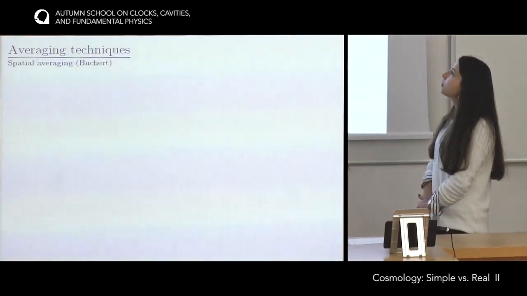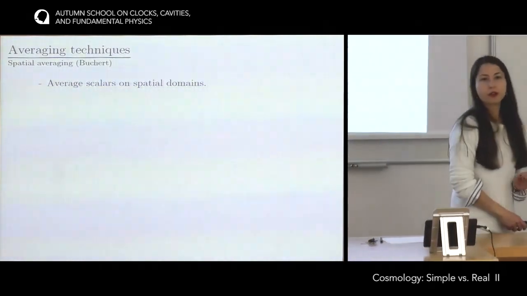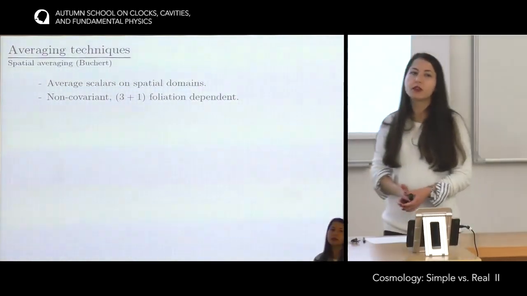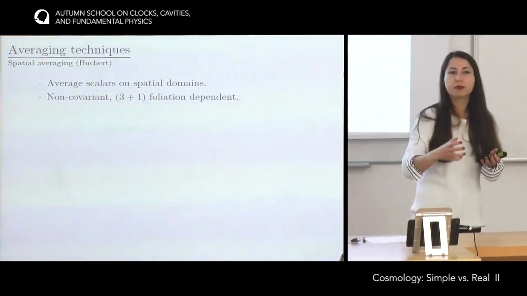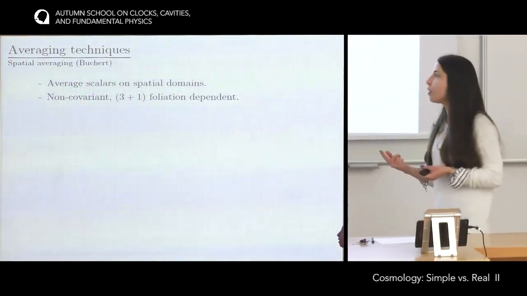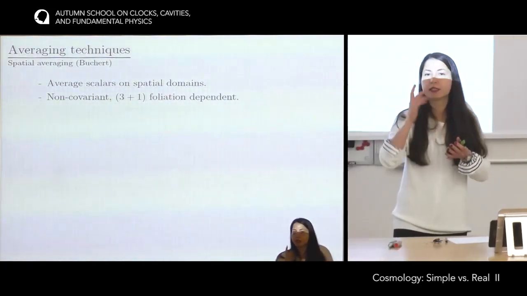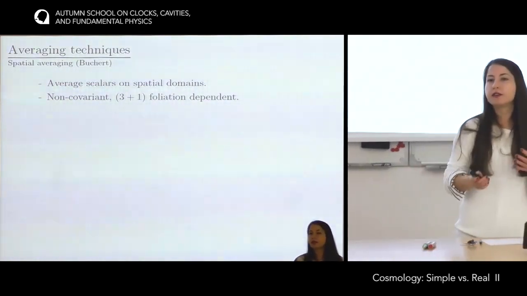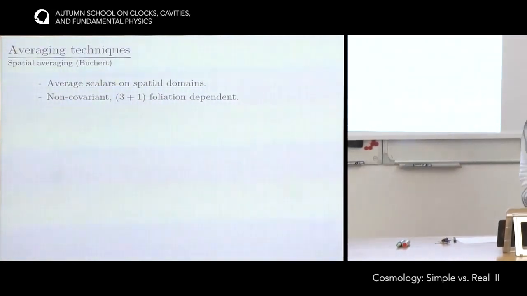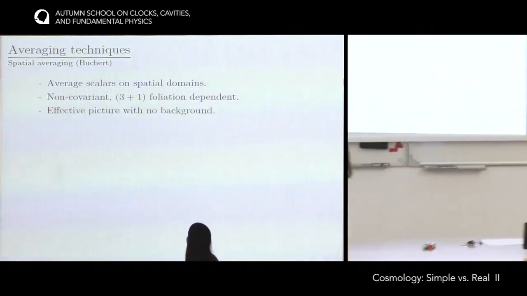So I'll start with Buchert's averaging. It averages scalars on spatial domains, and it's not covariant. It depends on how you define your spatial sections, because in general relativity, there's no one way of foliating space-time into regions of space and time. There are actually infinitely many ways of doing that. So this kind of averaging depends on how you define your spatial slices.